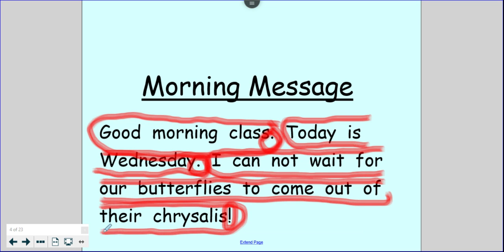This is quite a long sentence. Can you help me count how many words are in that sentence? I cannot wait for our butterflies to come out of their chrysalis. Let's count. 1, 2, 3, 4, 5, 6, 7, 8, 9, 10, 11, 12, 13. 13 words in that sentence. That is quite a long sentence. Wow. Alrighty. Awesome job, friends, today helping me figure out how many sentences we have in our morning message. And I'm glad you remembered about an exclamation mark.